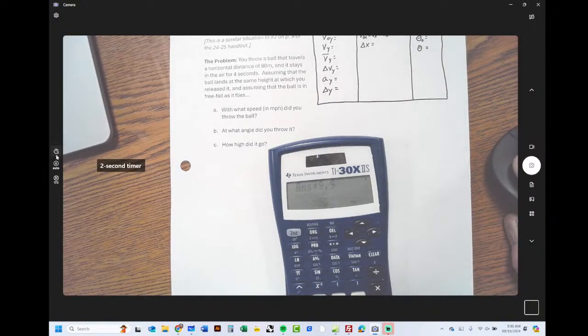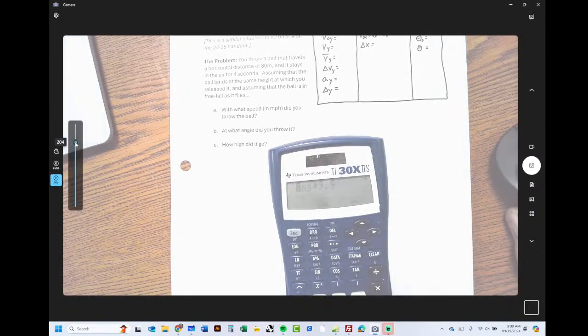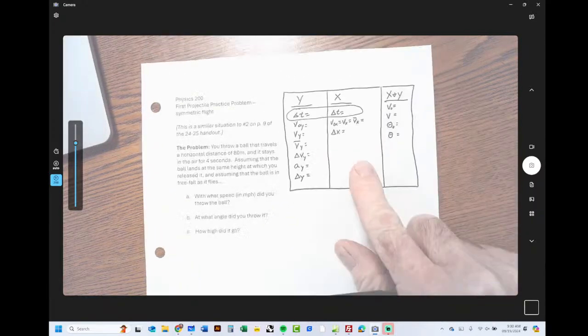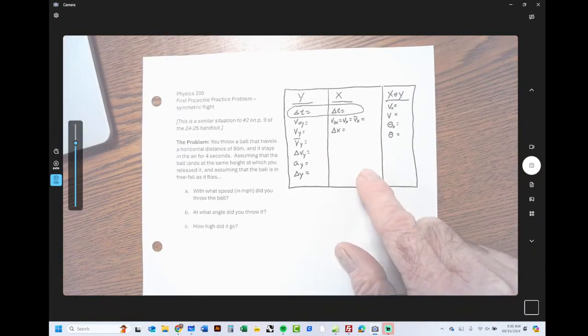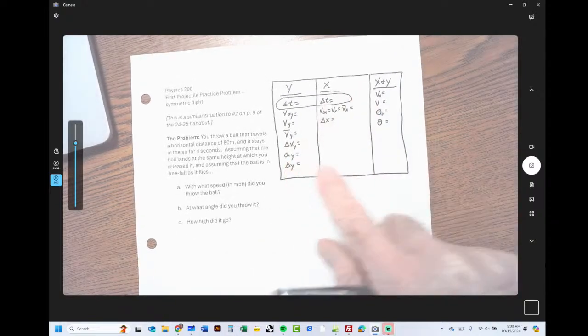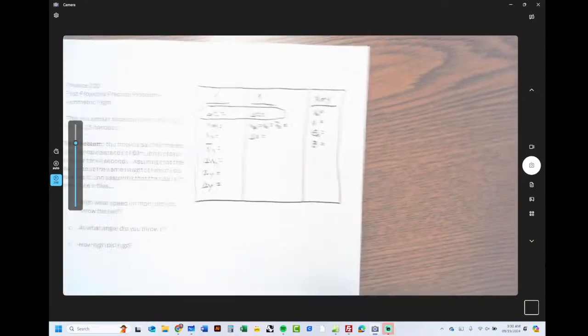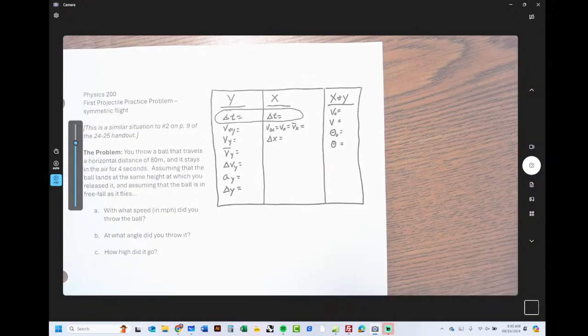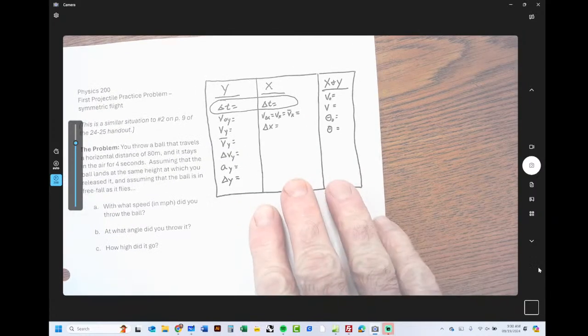See if I can. Oh no, not the timer. All right, try that. Oh, that looks terrible on my screen though. Okay. All right. Does this make any sense? Looking at this table that I've provided you? Yes, no.